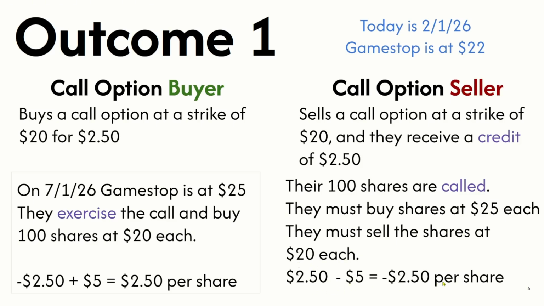And the total loss was $2.50 per share. They made $2.50. They lost $5. That comes out to minus $2.50. And an important note, this profit for the buyer is the same loss as the seller because they took different sides of the same trade.